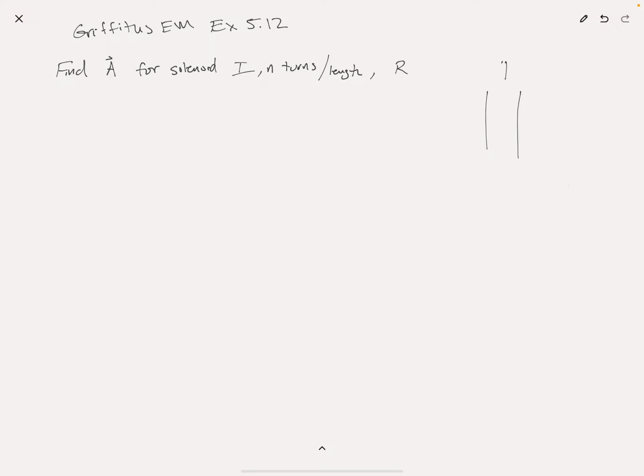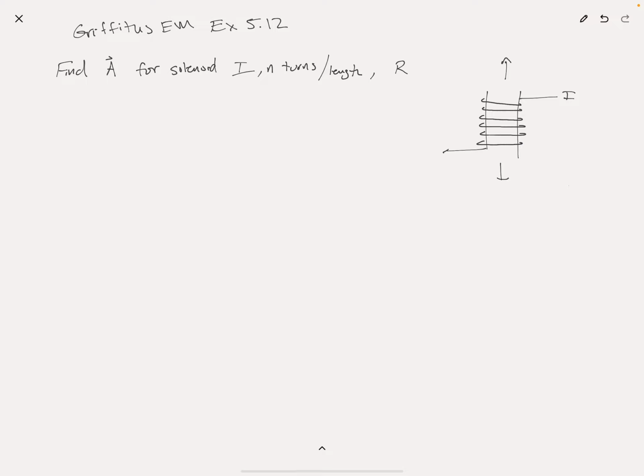Here's our solenoid. It extends to infinity. I have a current traveling through a wire. Those are tight turns, so the wire is just in the theta hat, or the phi hat direction. It's carrying a current I. Okay, so I don't know what the magnetic vector potential is.